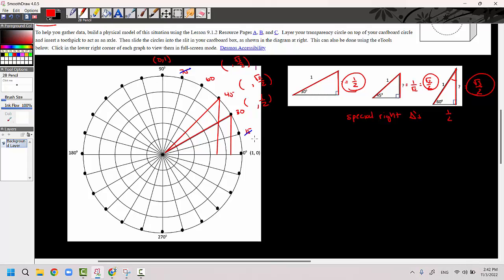This 90 here would be 0 comma 1, right? If this is 1 comma 0. This 180 here is going to be negative 1 comma 0 because it's the same distance to the right as it is to the left. And then of course this 270 is going to be 0 comma negative 1 because we're opposite the 0 comma 1. And again, all of that is because the radius is 1 foot.